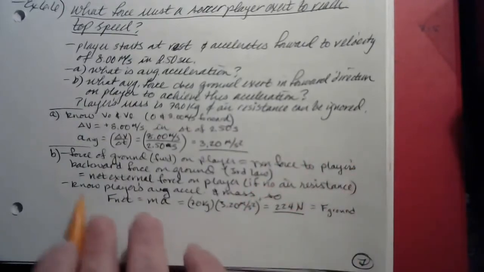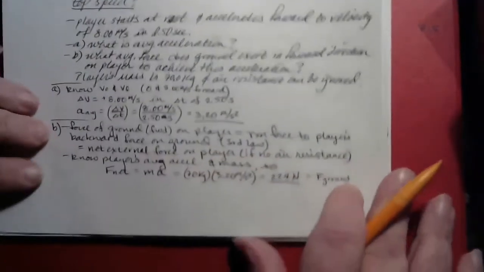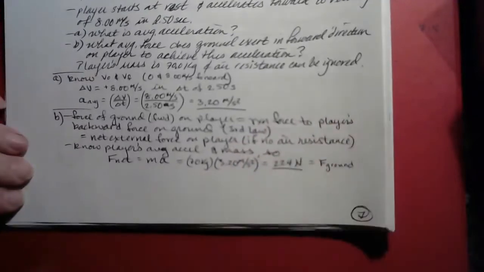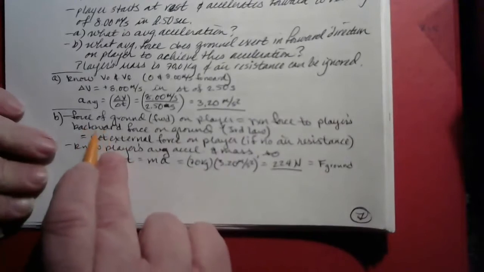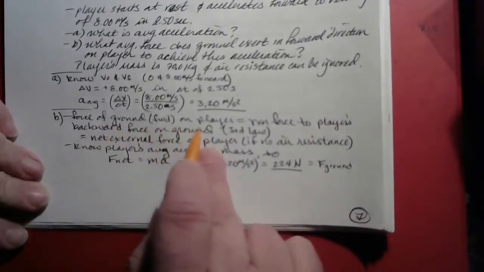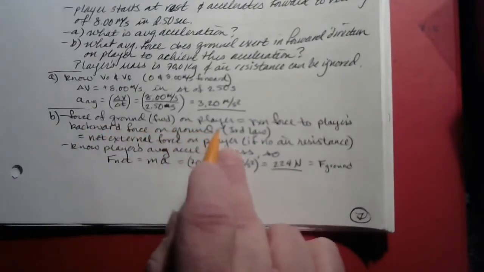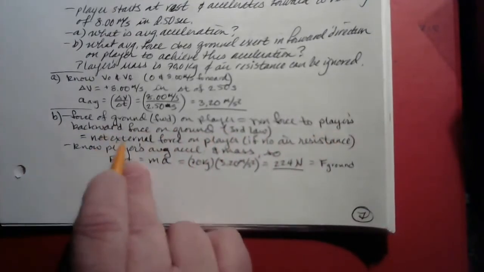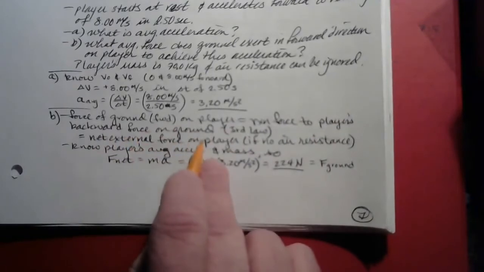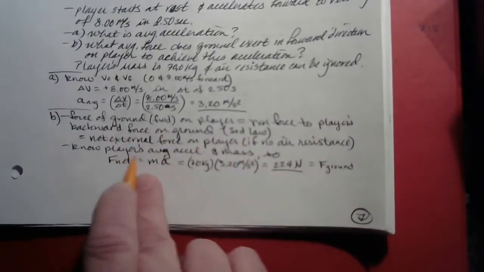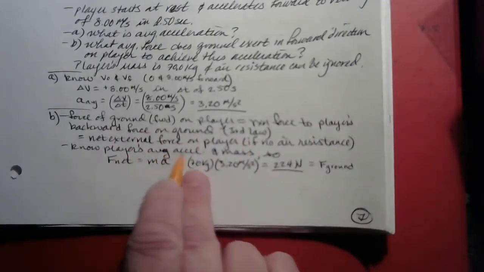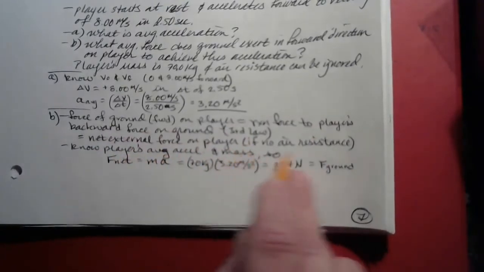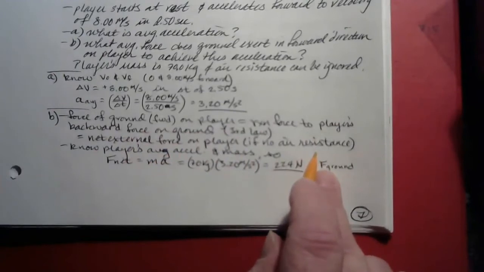All right. Now, as for the force that the ground applies to the player in order to get the player to move forward, the force of the ground on the player is forward, and that's a reaction force to the player's backward force that the player exerts on the ground with his feet. And that's also equal to the net external force on the player, again assuming no air resistance.